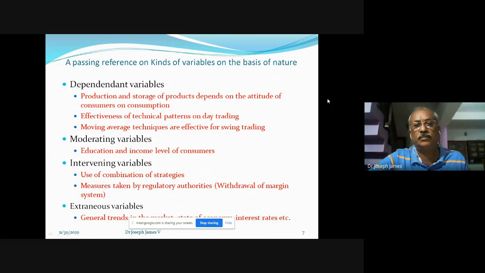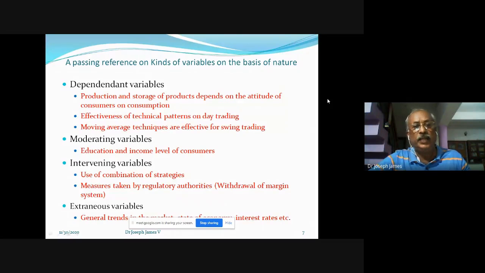Day trading is usually done for the purpose of making short-term profits, and short-term market situations can be analyzed by using technical patterns. Therefore, logically or conceptually, we can develop such a relation that technical patterns can be used for predicting day trading and for making profits. Similarly, moving average techniques are effective for swing trading, etc.